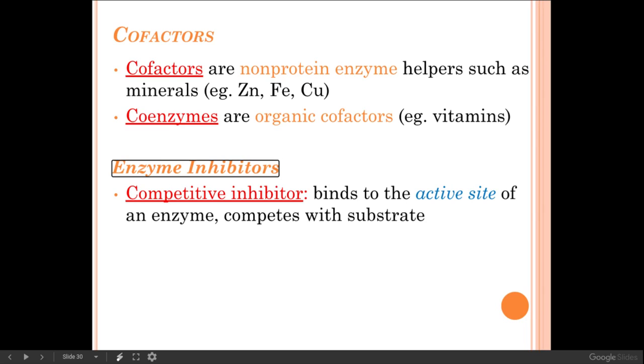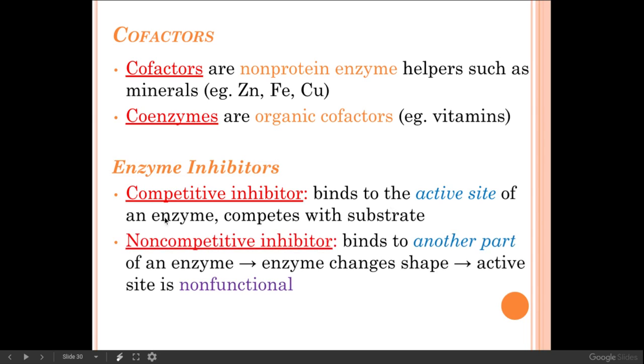Enzymes can also be inhibited or stopped from working by a couple different things that are actual molecules that interfere with their function, not just temperature or pH. A competitive inhibitor will bind to the active site, competing with a substrate, and gets in the way of the substrate. A non-competitive inhibitor binds to another part of the enzyme, but it does change the enzyme shape and creates an active site that is non-functional.